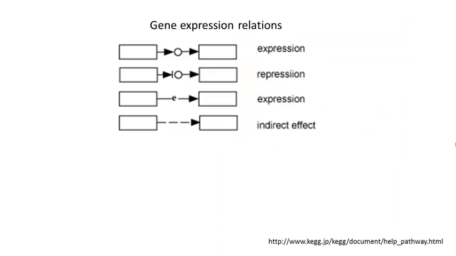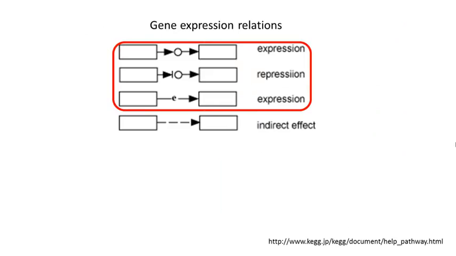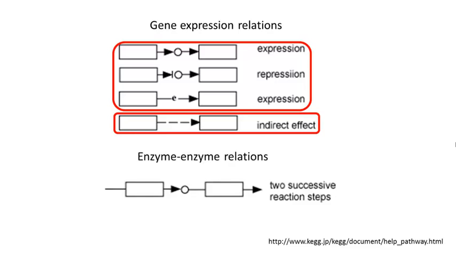A second type of interaction in the pathways is gene expression regulation, including expression and repression either through a chemical compound or directly, or indirect regulatory effect. A third type of interaction is enzyme-enzyme relationships, such as two consecutive reaction steps shown here.